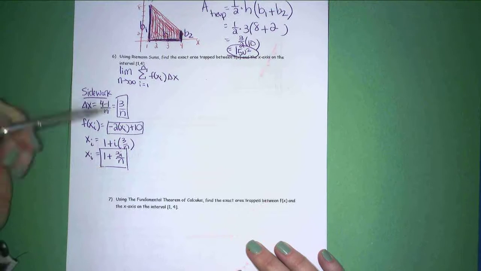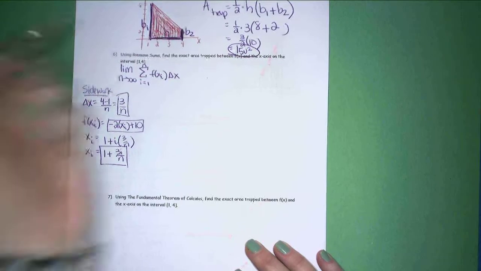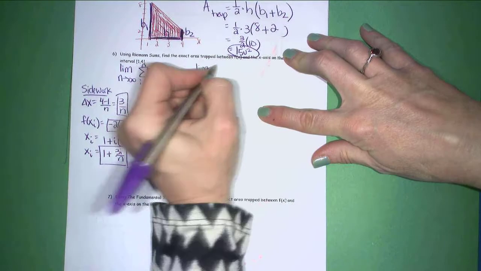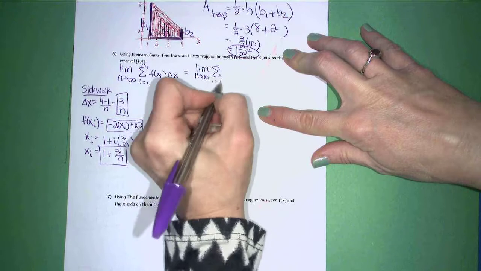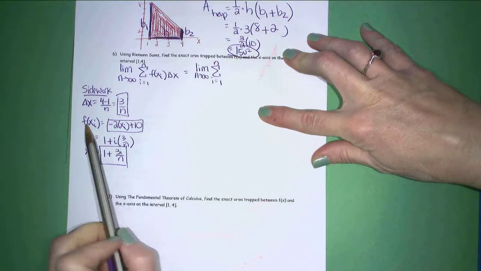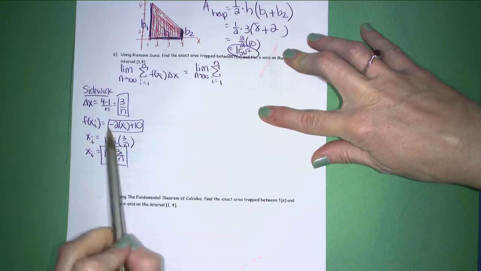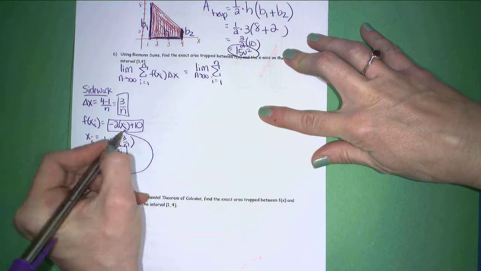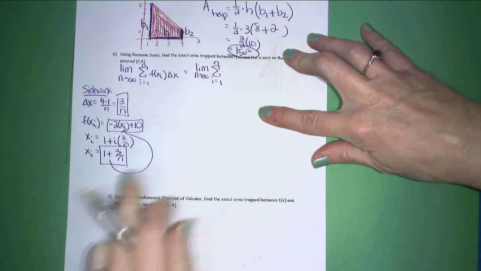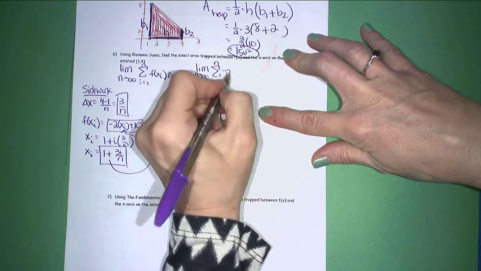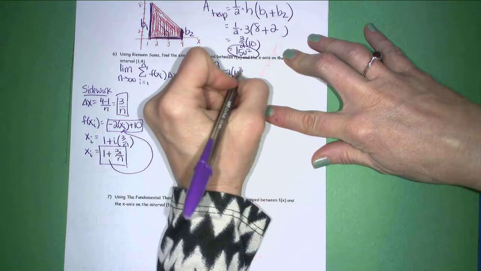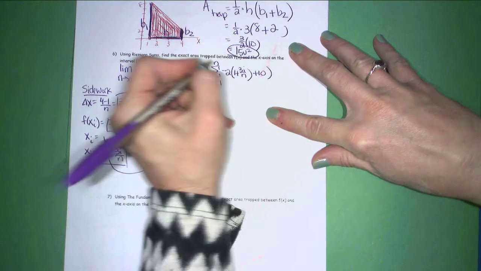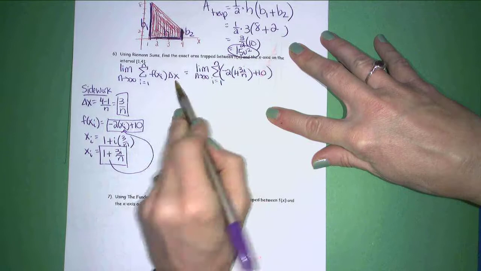I'm going to take all of this information back up to my formula, so my next step will be specific to my problem. Limit as n approaches infinity of the sum from i equals 1 to n. Okay, here's my f of x sub i. Now what I'm going to do is bring that up, but I'm also going to specifically plug my x sub i in here for x sub i. So it's going to look like this: negative 2 times the quantity 1 plus 3i over n, plus 10, and this is all going to be multiplied by my delta x, which is 3 over n.